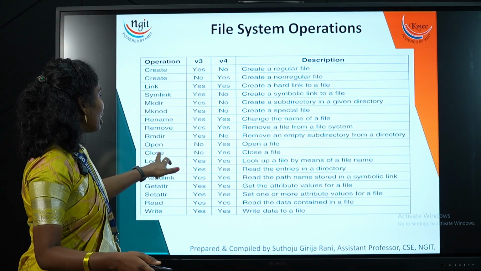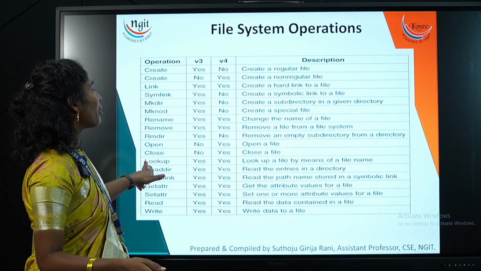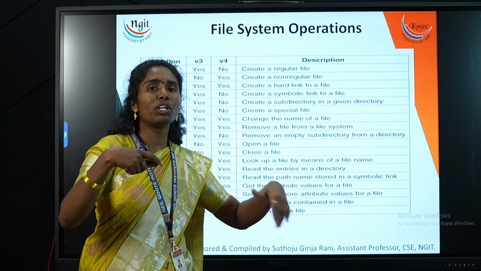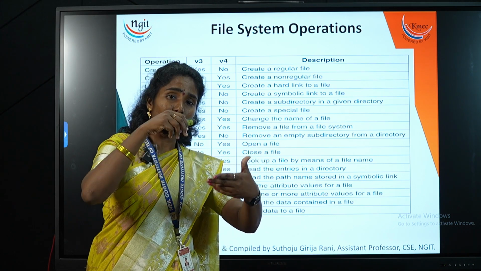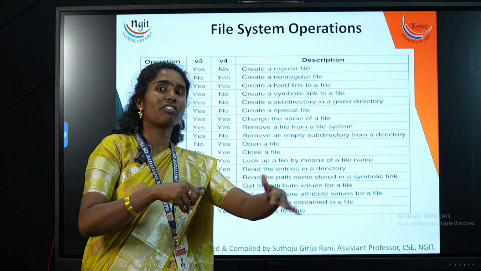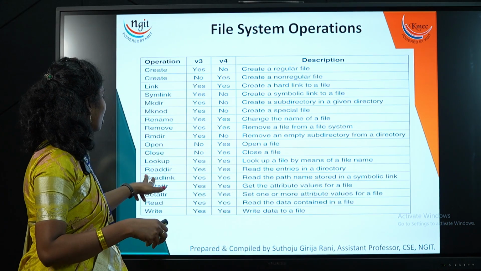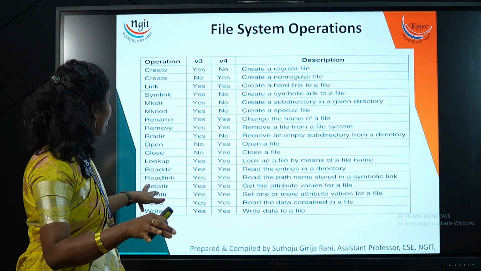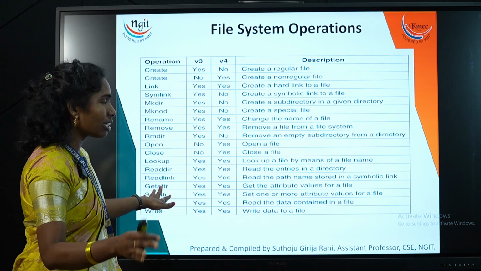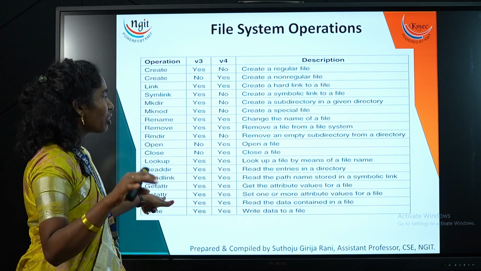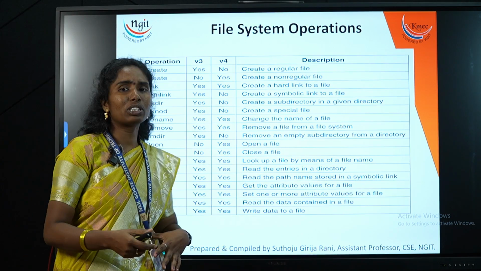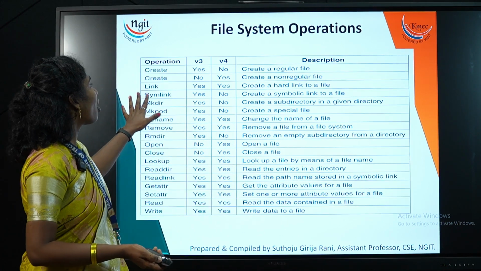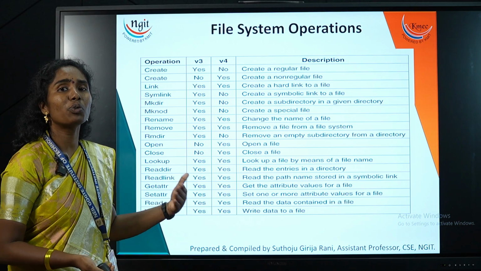Next, you can open the file, you can close the file. Lookup is nothing but if you are searching for anything, you look up a file by means of a file name. Meaning you are going to find the file name not only in that place, you are going to see in the other files also, right? Next, readdir, you can see what files are available in that particular directory. Next, readlink, get attributes of that particular file, set attributes of that particular file, read and write. So to see the contents of the file, to update the contents of the file, to write something into the file. So these are all the basic operations which we are going to do on a file.